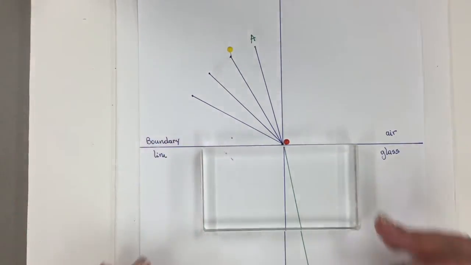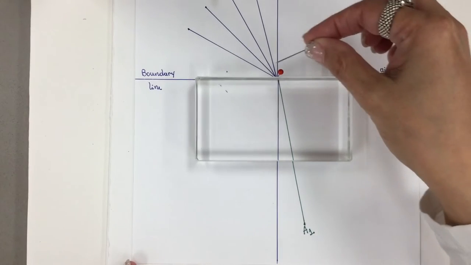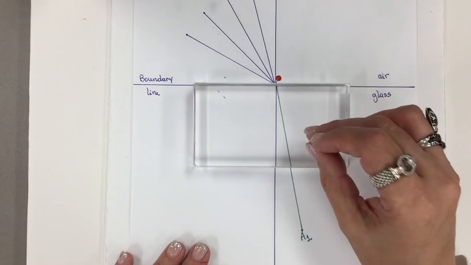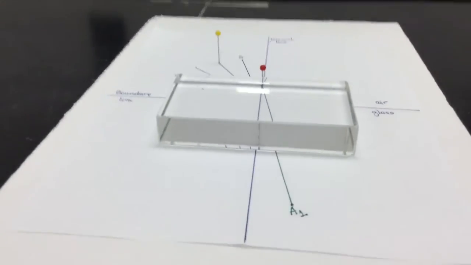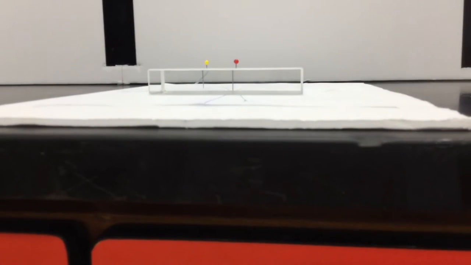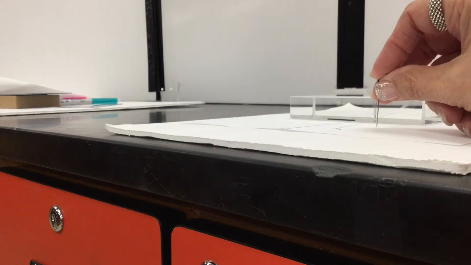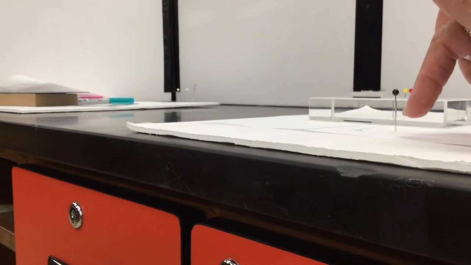And I am going to look and align those pins, just the bodies, through the block. It's recommended that you close one eye. Just keep one eye open and one closed. Okay, so I'm going to try to pin right here. All three are aligned through the glass.